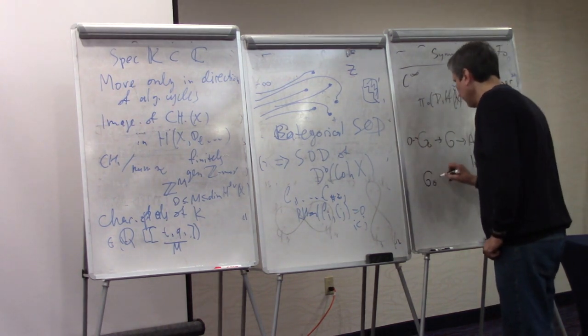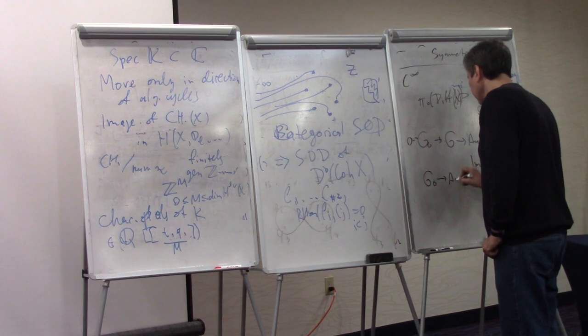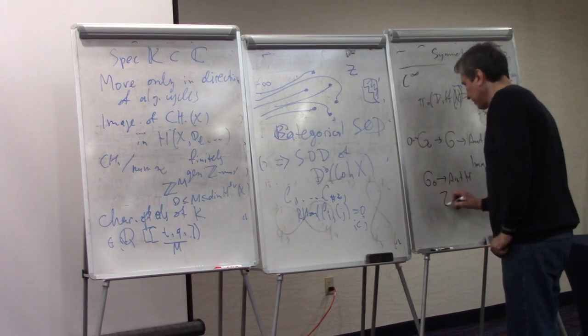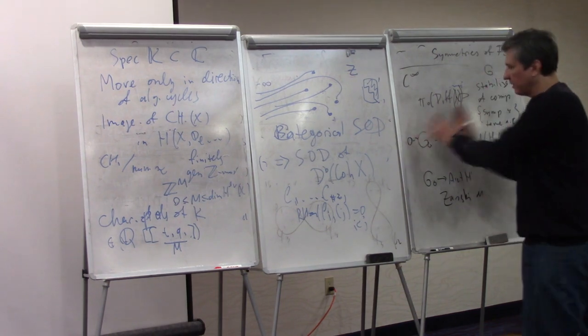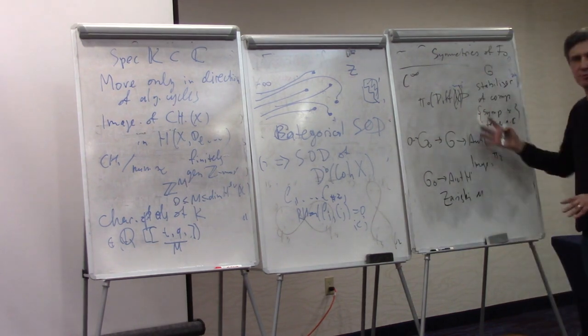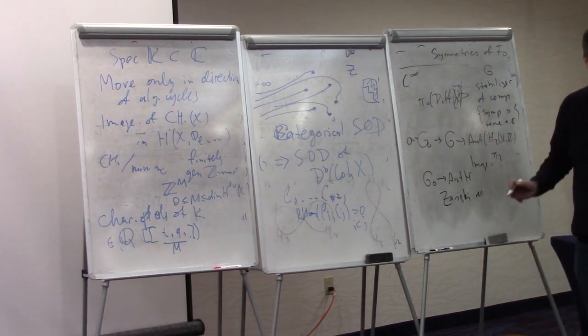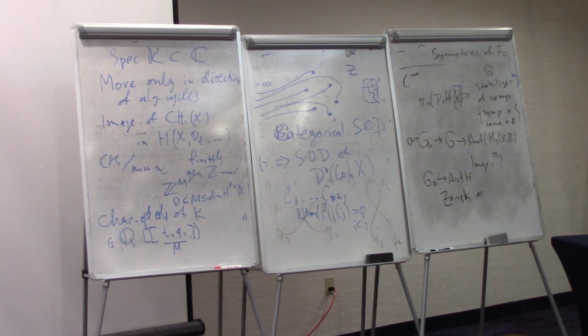And for the kernel, the kernel maps to automorphisms of cohomology, and it takes a Zariski closure because the whole thing is formulated algebraically. So you get some kind of algebraic group and some discrete group, and you get a semi-direct product of the discrete group with the algebraic group. This is a group of symmetries.